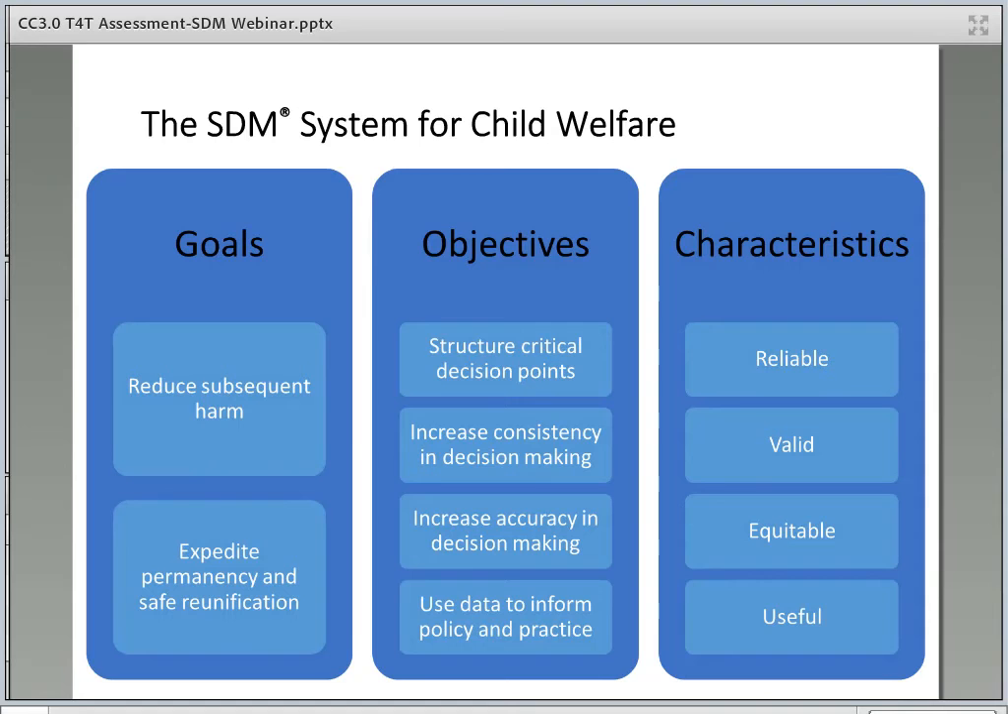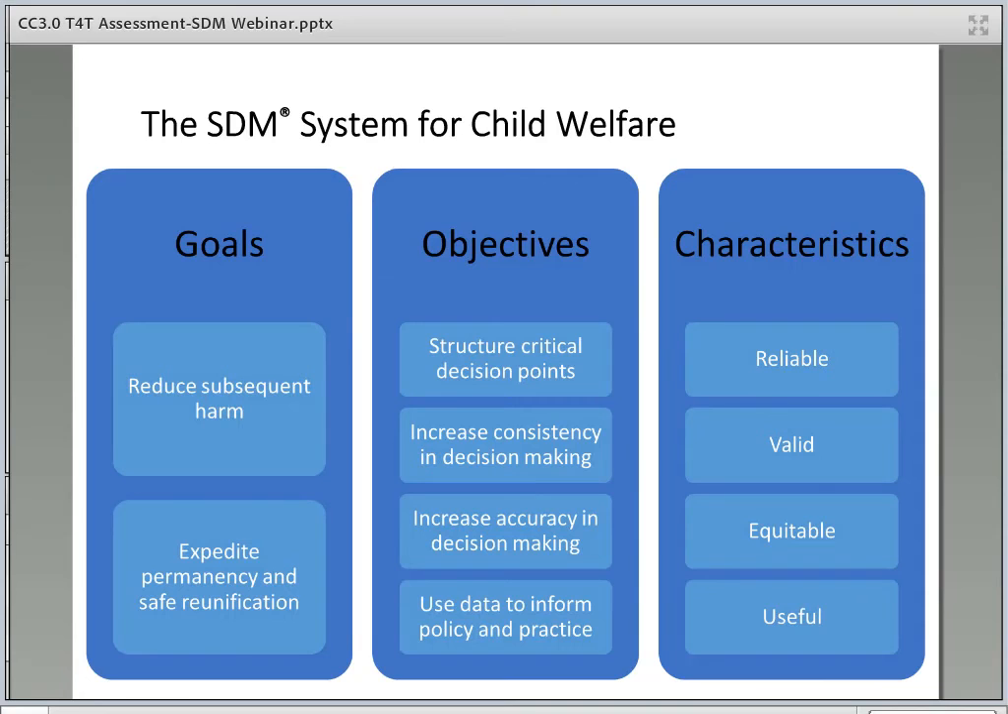Assessments do not make decisions. Workers do. While the decisions are structured, no magic formula tells you what to do. The SDM assessments fit together, each with a different purpose. It is important to understand the function of each assessment and how they fit together.